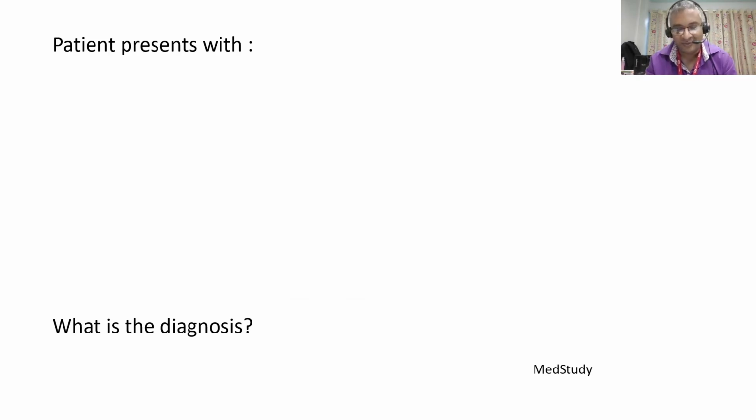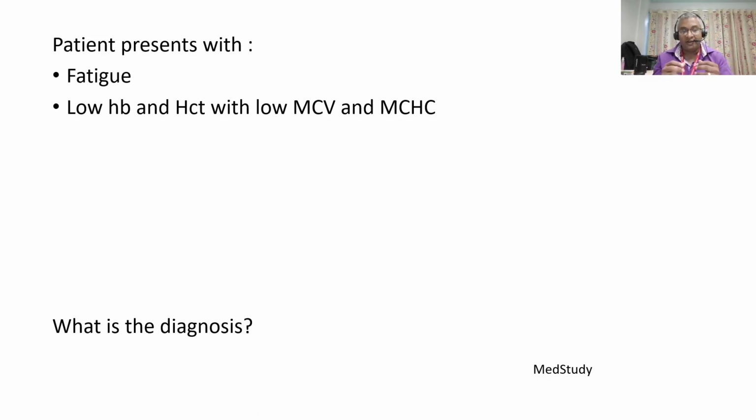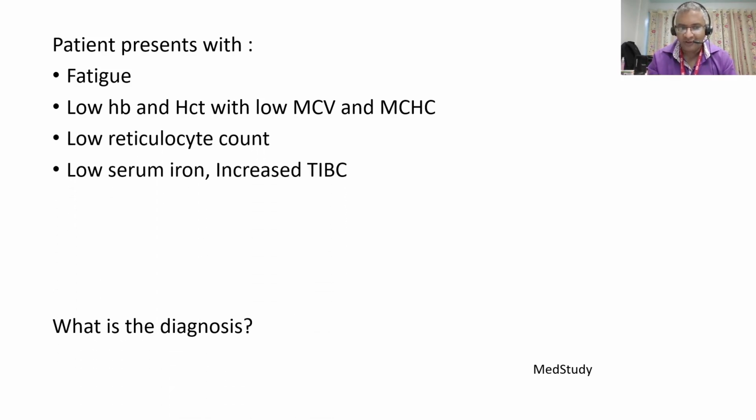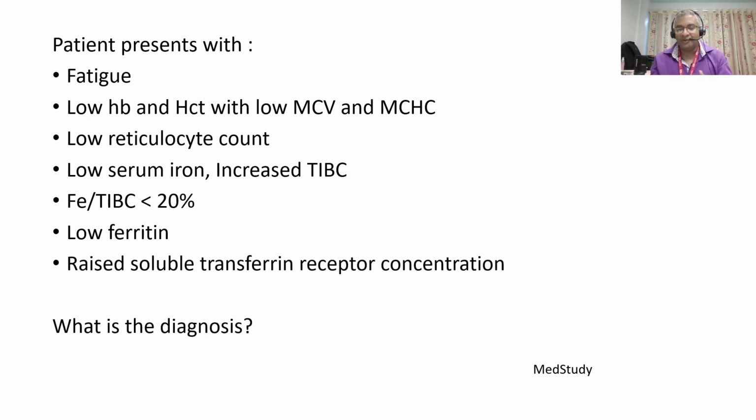So this is the typical illness script. A patient comes to you complaining of fatigue, and you note that on the labs, the patient has a low hemoglobin and a low hematocrit, together with a low mean cell volume and a low mean cell hemoglobin concentration, accompanied by a low reticulocyte count. On iron studies, there's a low serum iron level, an increased total iron binding capacity (TIBC), and you notice that the iron divided by the TIBC, which is actually the transferrin saturation, is below 20%, accompanied by a low ferritin and a raised soluble transferrin receptor.